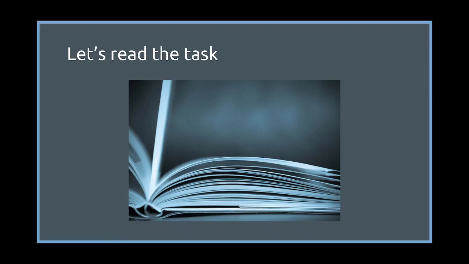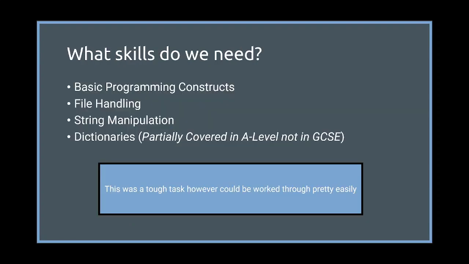So now that we've read the task, let's have a look at the skills that we need to cover. So we need to cover the basic programming constructs. This is sequence, selection and iteration, and we're going to be using all 3 of them. We're going to be looking at file handling techniques, string manipulation, and also dictionaries. It is worth noting that the task was very tough. However, once we break it down, it should hopefully be easy for you to understand. Dictionaries are something that are partially covered in the A level, but not at the GCSE level, but it's a useful skill for us to know, so we'll have a look at that as well.